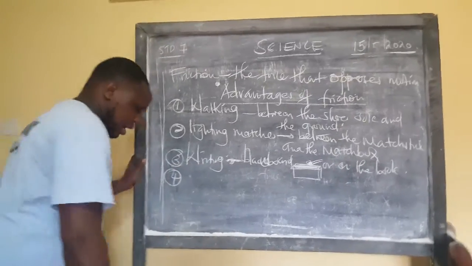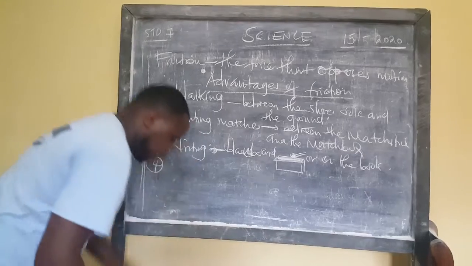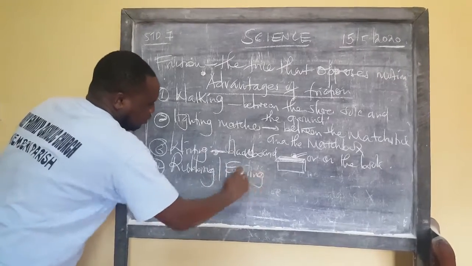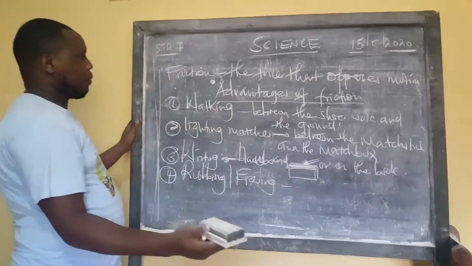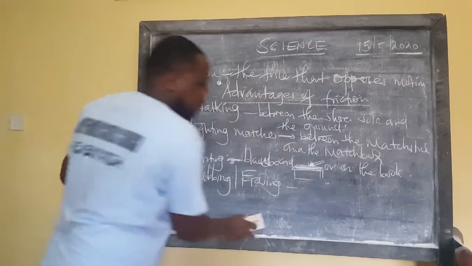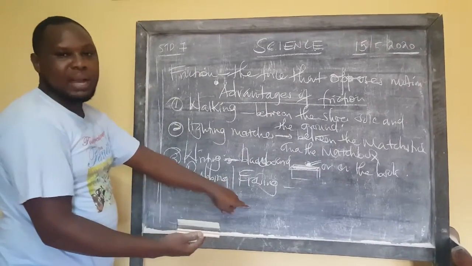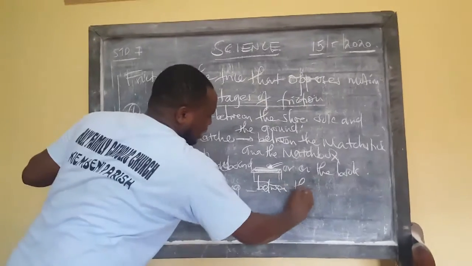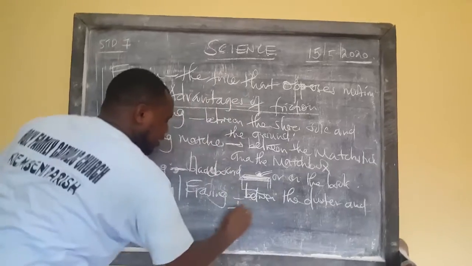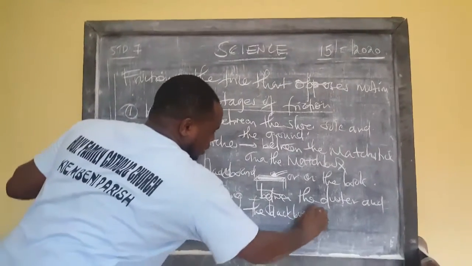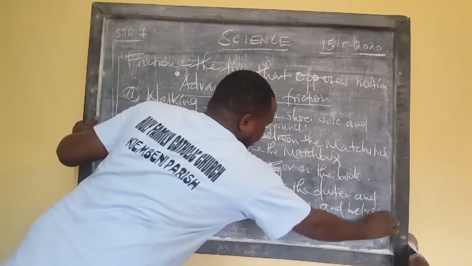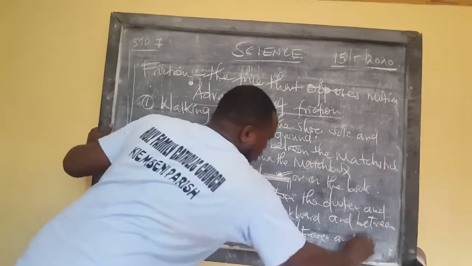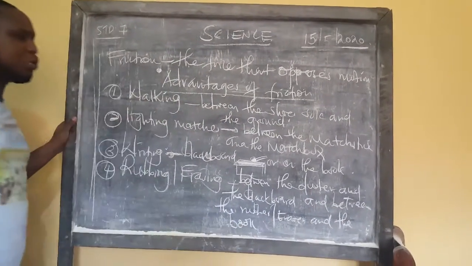Number four, the reason why we need friction, one advantage of this, is during rubbing or erasing. When I'm using this blackboard duster, I'm rubbing. If this part was slippery, I won't be able to rub. So between the duster here and the blackboard, there must be friction for me to be able to rub well. So between the blackboard duster and the blackboard, and between the rubber, which is also called eraser, and the book, here you need friction to be able to carry out that function of rubbing.